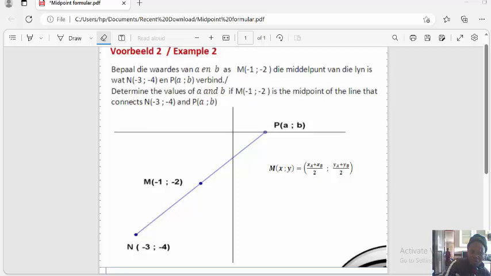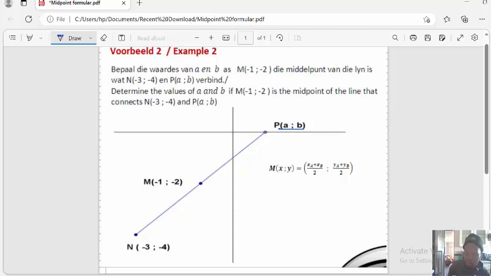So you are asked to determine the values of A and B. A and B is this here. A and B, right? As you can see, we are doing the midpoint. However, we've been given a midpoint in this case. How do you solve for A and B where you are given the midpoint? So what you'll do is, this formula is very nicely put.